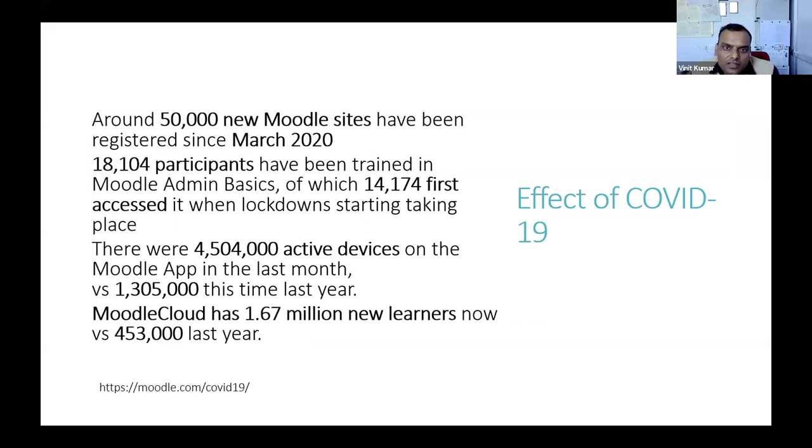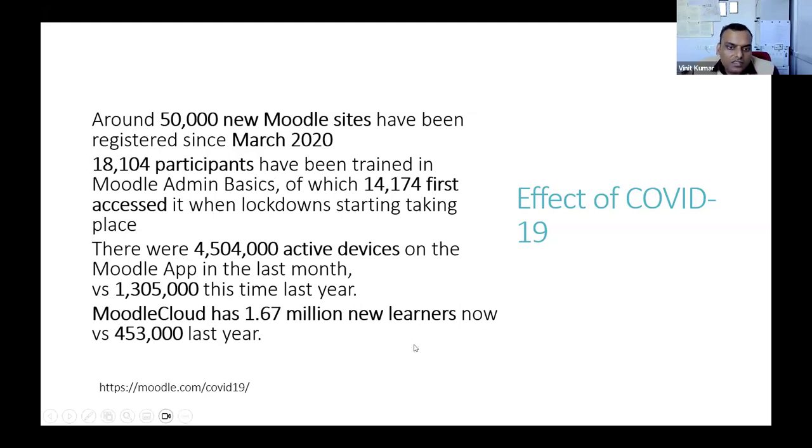So around 50,000 new Moodle sites have been registered since March 2020. This is one data point on the website from Moodle that says that during COVID-19, they collected this data, and they found that around 50,000 new Moodle sites have been registered since March 2020. So a large number of new sites are being registered. 80,000 participants have been trained in Moodle Admin Basics, and 14,000 participants first accessed it when lockdown started taking place. So there were more than 45 lakh active devices on the Moodle app in the last month, and so the number of users is increasing.